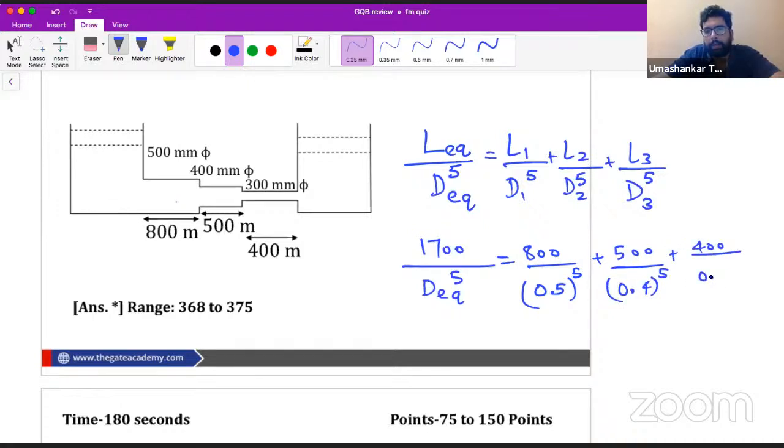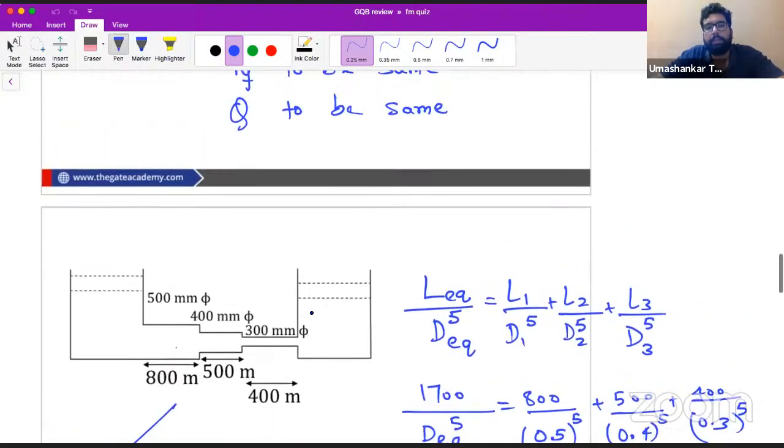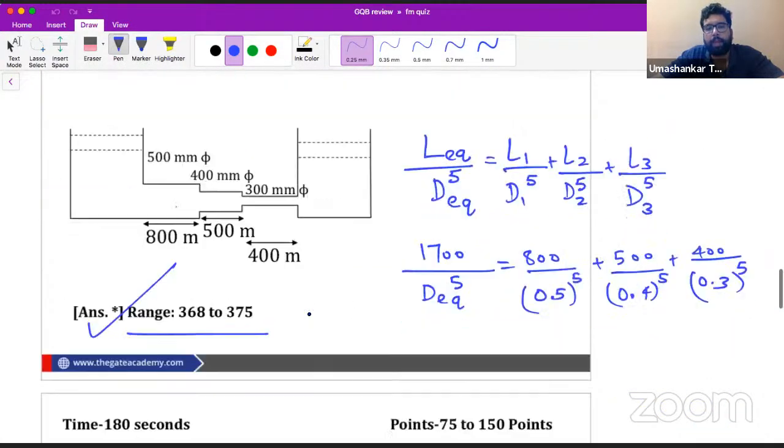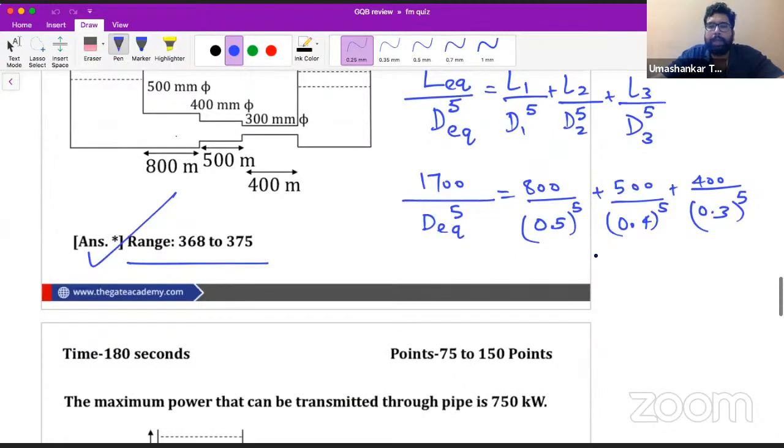So let's write it as 0.3 to the power 5. Now from this equation we have only one variable left with us, that is D equivalent, and we calculate it. When we calculate it, we'll be getting an answer of nearly 368 to 375, right? Whatever you get here, you will get in meters. Do not forget to change it into mm, right beta? So I hope this question is also clear.